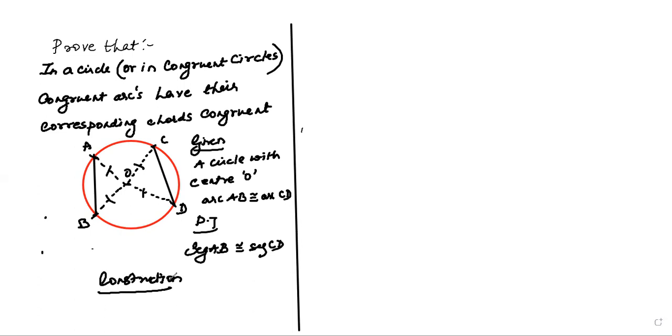Anyhow, first 1 minute, we write construction. What did we draw? Segments. We drew segments OA, OB, OC, and OD. Okay. Now, proof. Please have a look here.